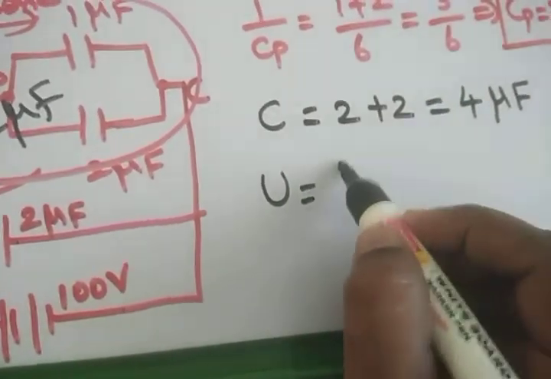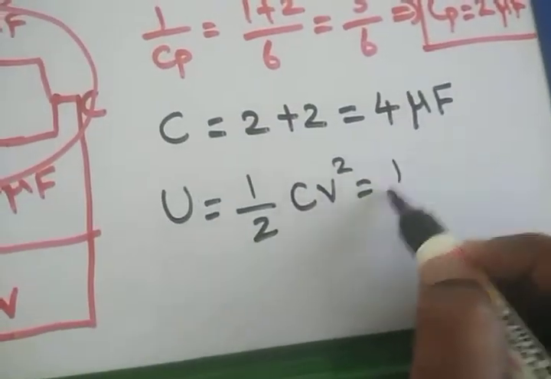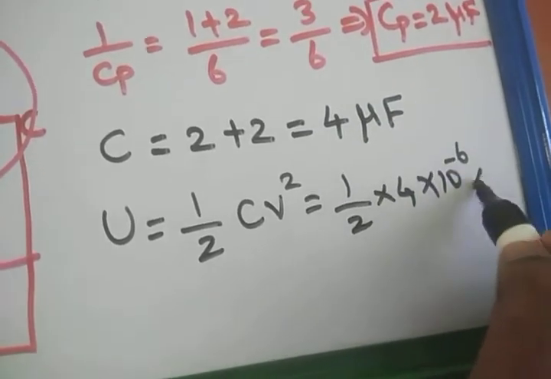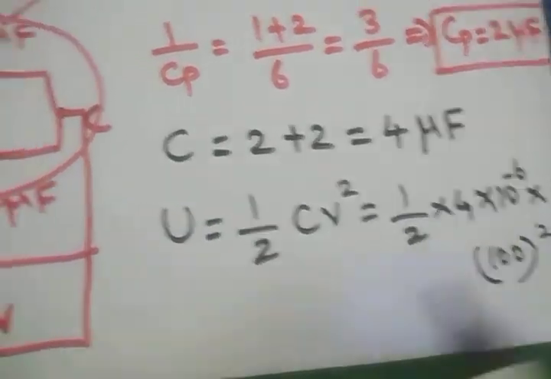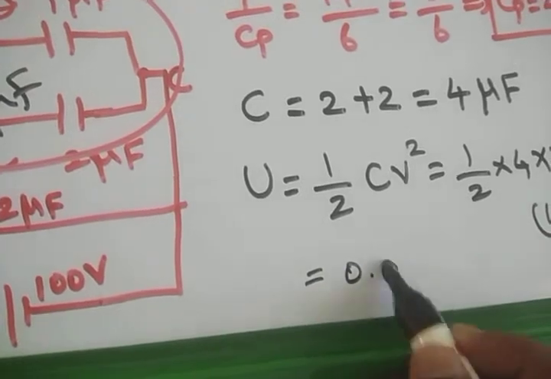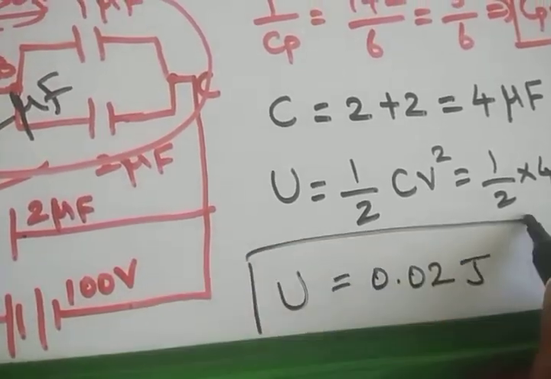The energy stored is 1 by 2 C V squared. C is 4 microfarad, that is 4 into 10 power minus 6, and V is 100, so 100 squared. By solving this we get the answer 0.02 joule. So this is the energy stored in the capacitor.